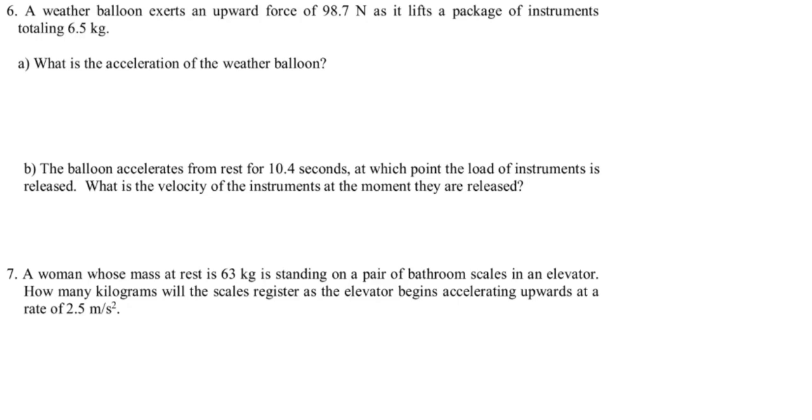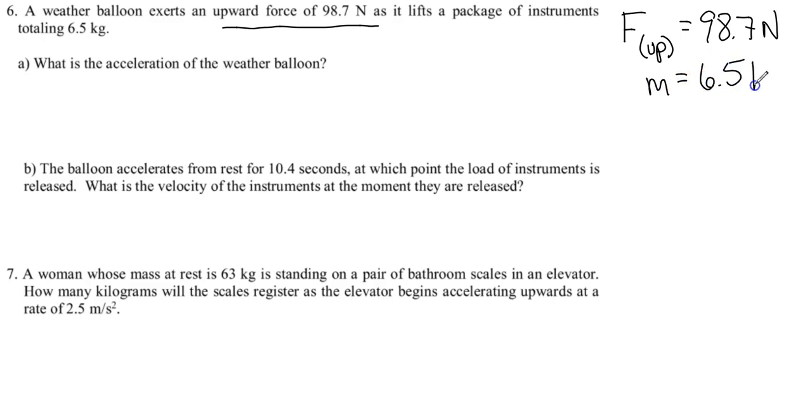Okay, so the last two problems that we're going to go through for one-dimensional forces are number 6 and 7 on the worksheet. Number 6 says a weather balloon exerts an upward force of 98.7 newtons. So the force in the up direction is equal to 98.7 newtons as it lifts a package of instruments totaling 6.5 kilograms. So the mass is equal to 6.5 kilograms. Those are the two basic pieces of information that it gives us.